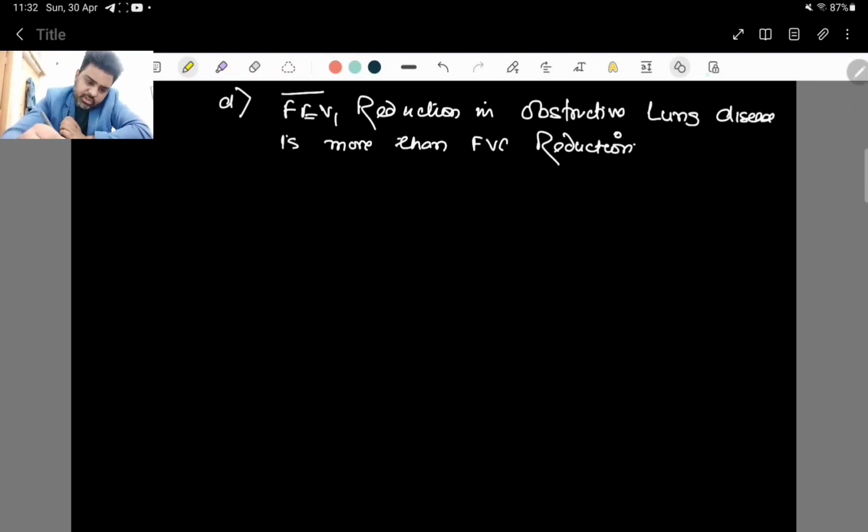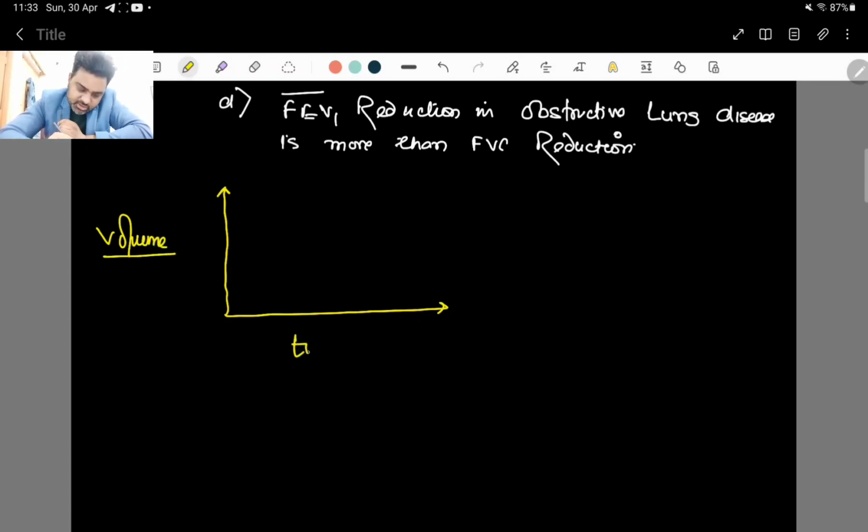Now, if we plot a chart like this, where on the y-axis we plot volume and the x-axis is the time. We ask the patient to take a complete, forceful inspiration, and after that he expires. So the volume which he expires is plotted on the y-axis and the time is plotted on the x-axis. So we get a graph which is known as the volume-time graph, and the graph is something like this in shape.